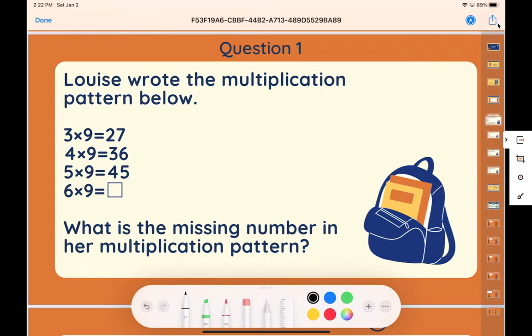Again, 3 times 9 equals 27. 4 times 9 equals 36. 5 times 9 equals 45. And 6 times 9 equals blank. What is the missing number in Louise's multiplication pattern? The question should be appearing on your screen right now.